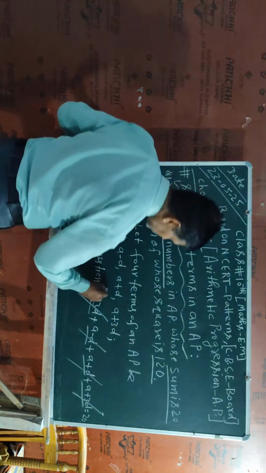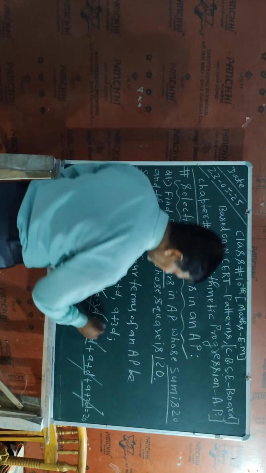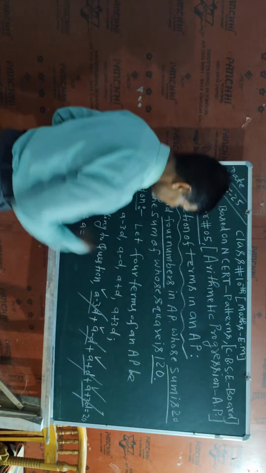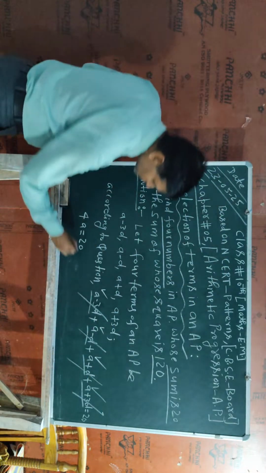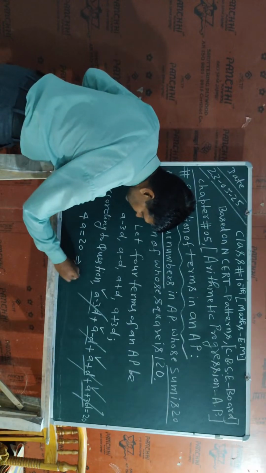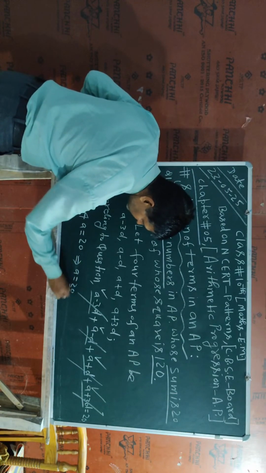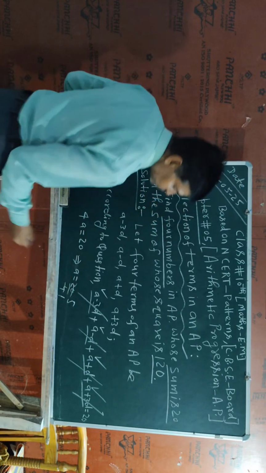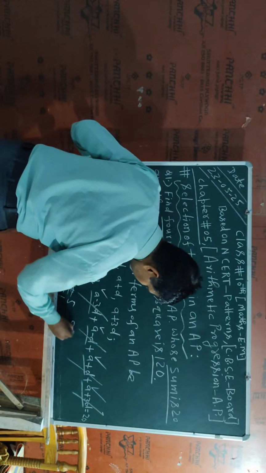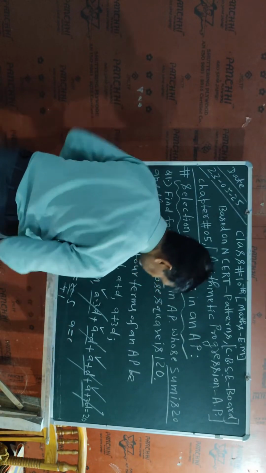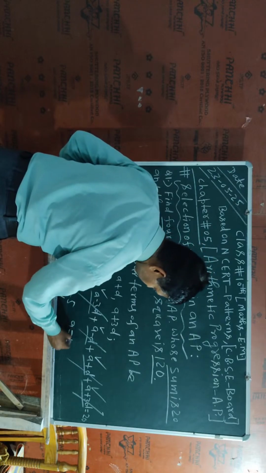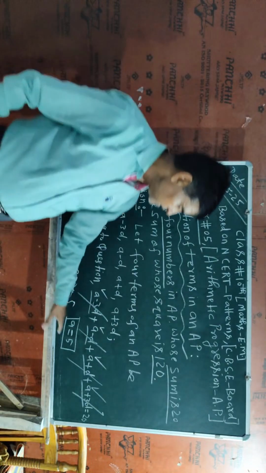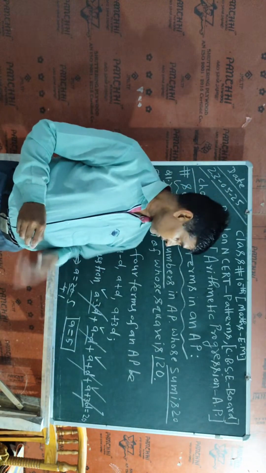Now here the student has to see that here is a, here is also a, and here is also a. 1, 2, 3, and 4. So 4a is equal to 20. So here I will write a is equal to 20 divided by 4. 4 1 is 4, 4 5 is 20. So the value of a I have got is a is equal to 5.